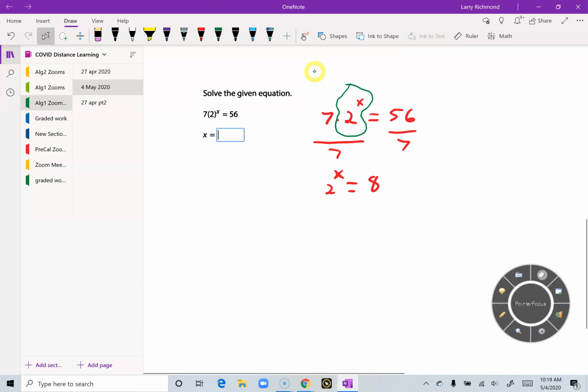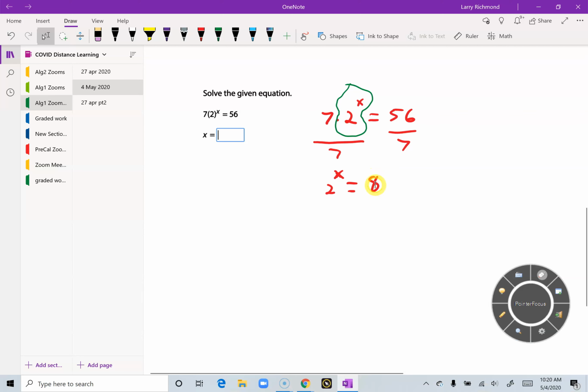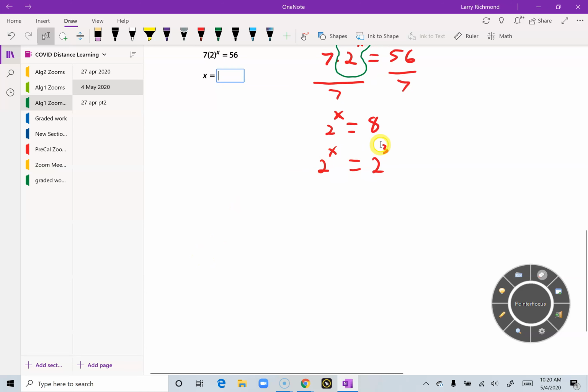Now we want to write these bases the same. Here is a base 2, here is 8. Well, 2 to what power gives 8? 3. So I can write 8 as 2 to the 3rd. On this side, I have 2 to the x. I have written my bases as the same. Since my bases are the same, I know that those exponents must be the same. It must be true that x equals 3.